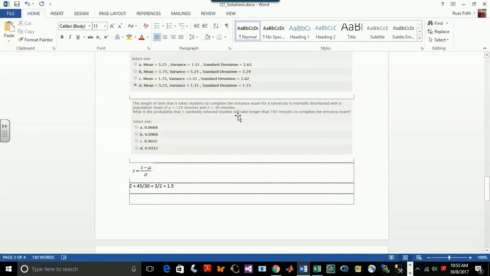Review the question. Will take longer than 165 minutes. Okay, yeah. So the area to the right of 165 would be 0.9332. So check that. 0.668 is actually the area to the right. So I'm sorry, this z-score table is giving us the area to the right of 1.5.